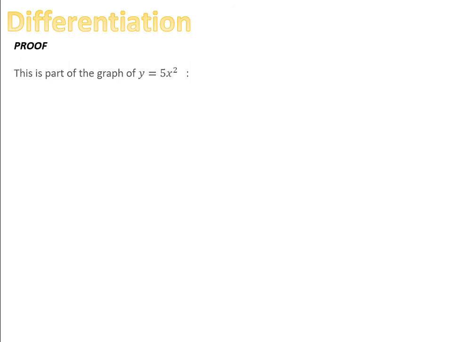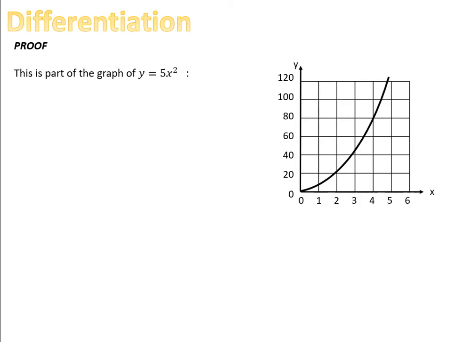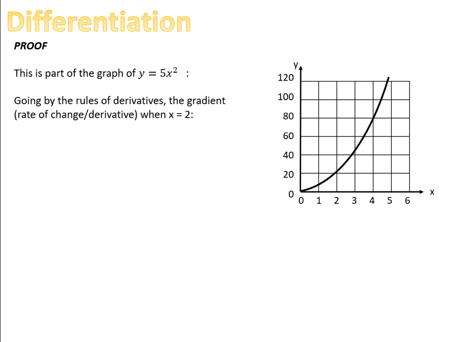Right, this is a proof, okay, to show you how differentiation works in terms of a graph. So this is a graph of 5x squared, okay? Right, going by the rules of derivatives, the gradient, which is the same as the rate of change or the derivative, when x is 2. So we're looking for a specific point here, which is that point there, okay? So going by the rule, we've got our function, we're trying to find the derivative at a specific point, so we'd have to follow this.